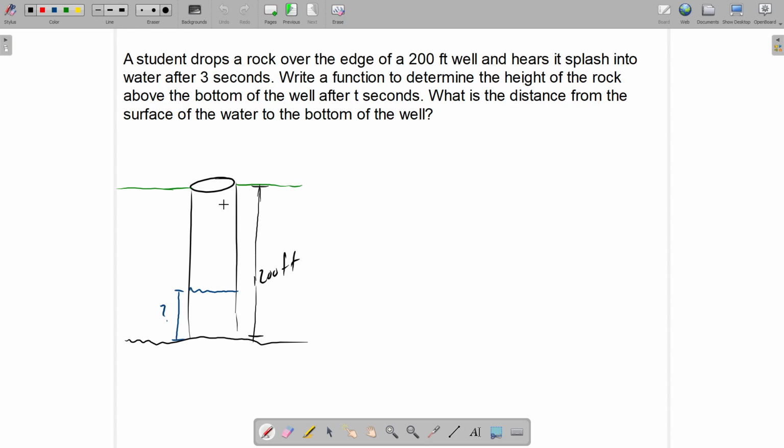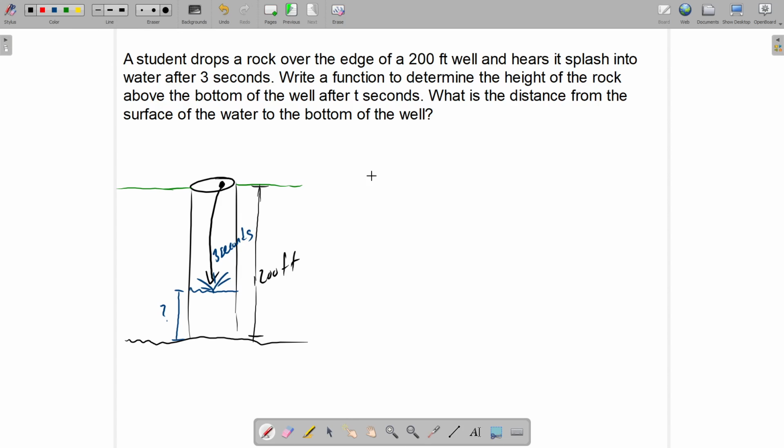It may be beneficial in some of these problems to draw a picture to get a better idea of what's going on. So we have this well, it's at ground level, and the well is 200 feet deep, that's given to us in the problem, and the rock is being dropped from the top, and after 3 seconds we hear a splash. So there is a rock up here, it gets dropped down, it splashes, and that takes 3 seconds to happen.